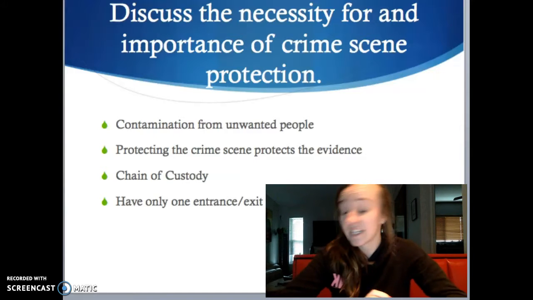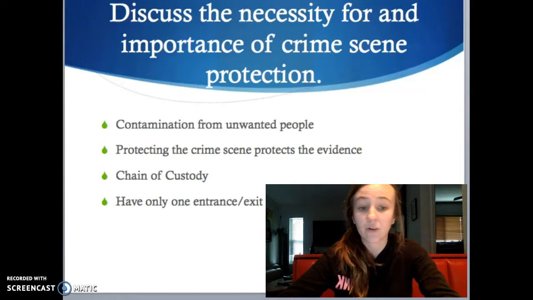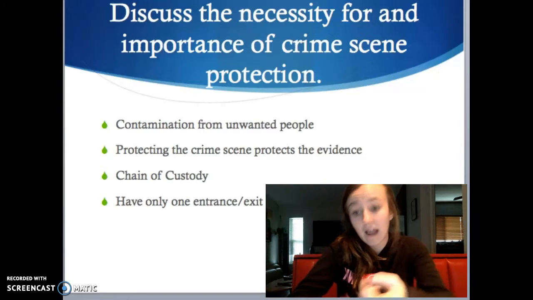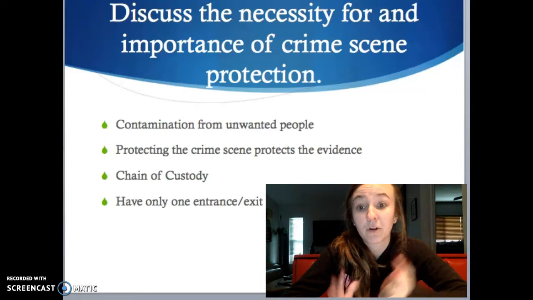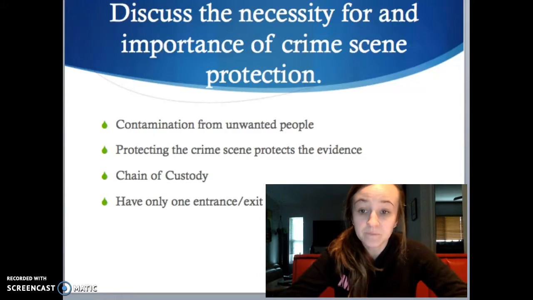Also, make sure that no one is eating, drinking, or smoking anywhere inside or near the crime scene. Also, a good thing to have is only one entrance and exit. So that's a good way to preserve and protect the crime scene.